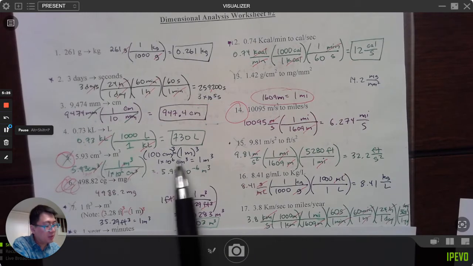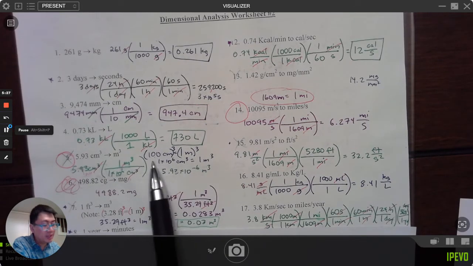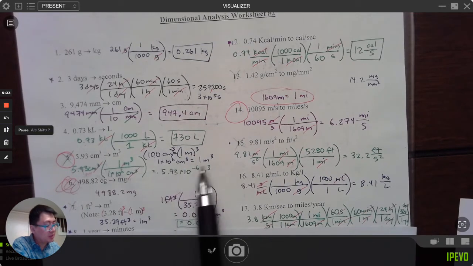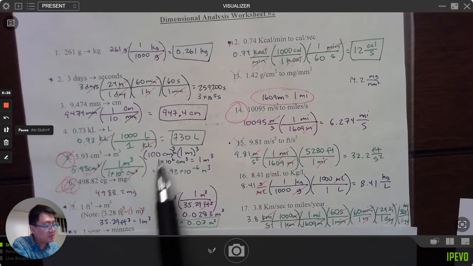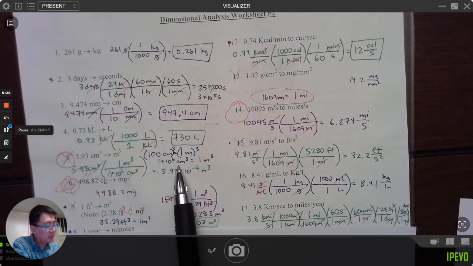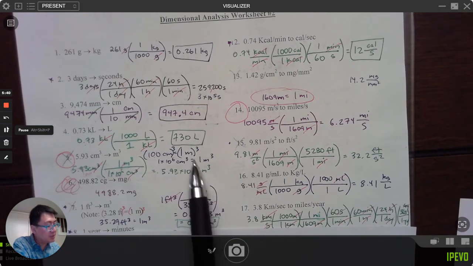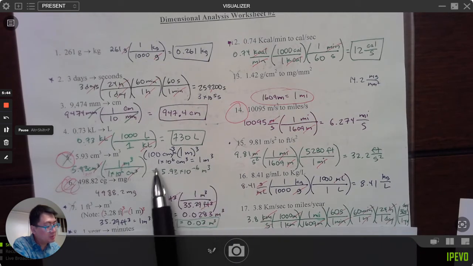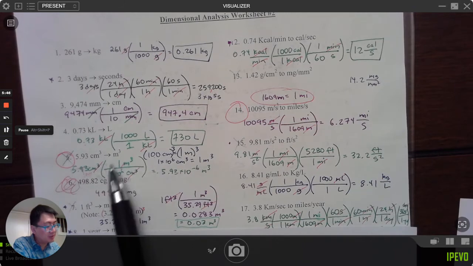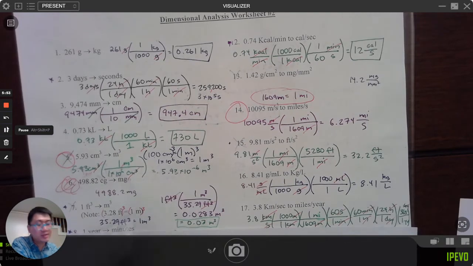How in the world do I know that? Actually, I just really know that 1 meter is 100 centimeters here in blue. So if I'm cubing both sides, 100 cubed is a million, centimeters cubed is 1 cubed, which is 1, and meters cubed. In other words, 1 meter cubed is equal to a million cubic centimeters. That's what here in green is. 1 cubic meter is 1 million cubic centimeters. So divide by a million, I got 5.93 times 10 to the minus 6 cubic meters.